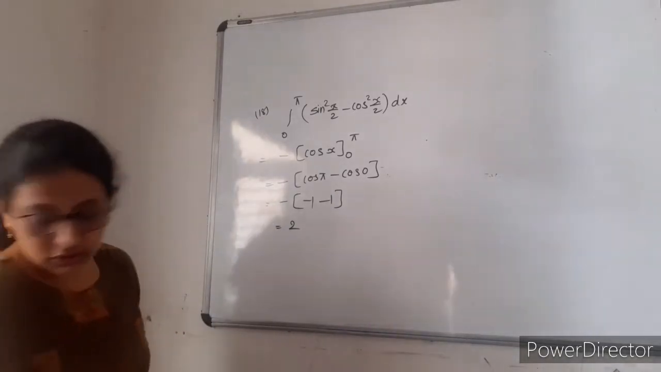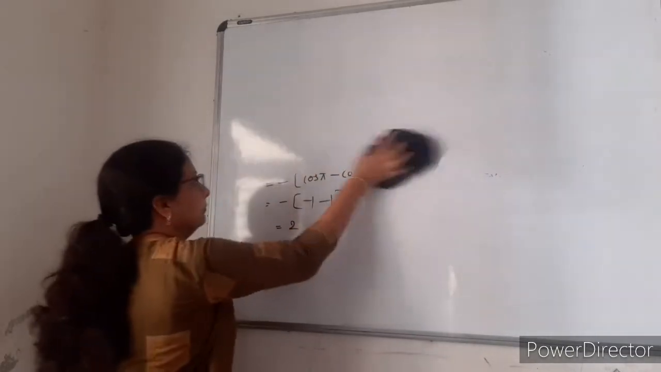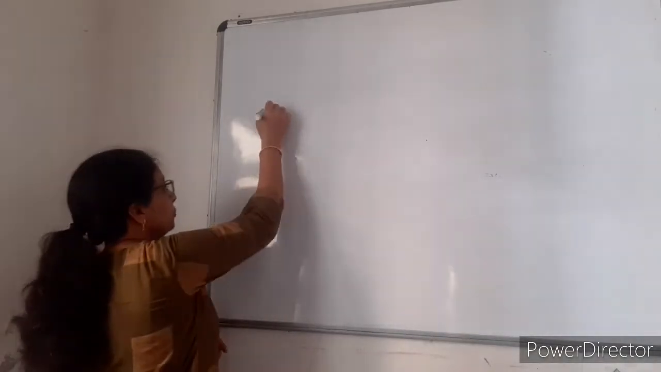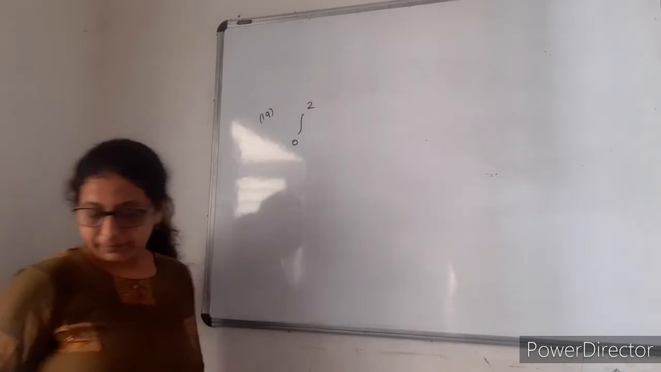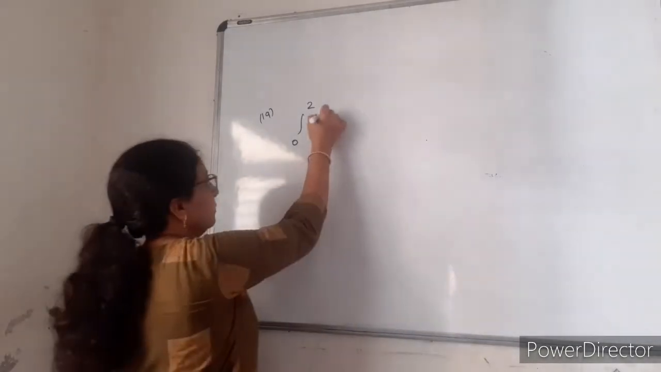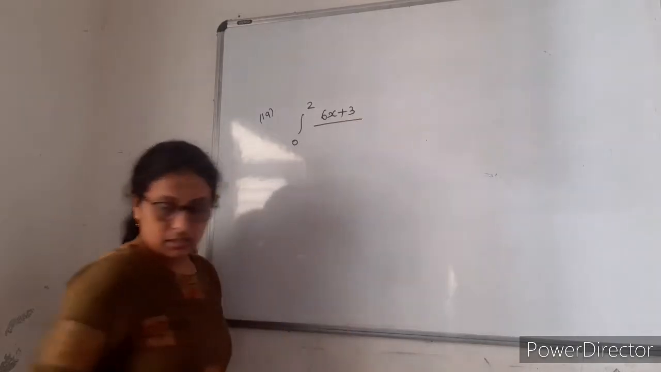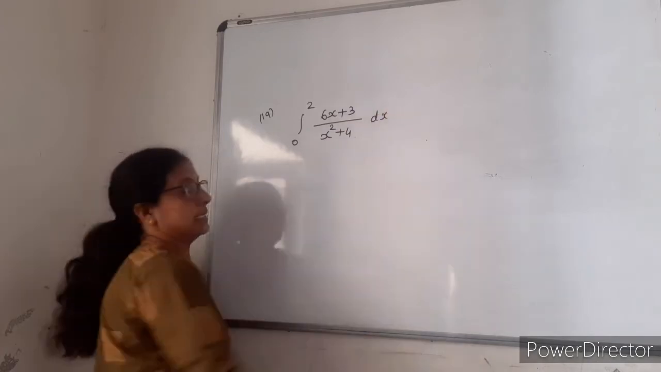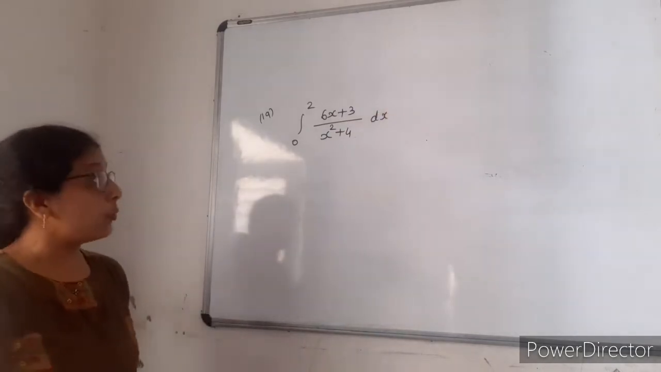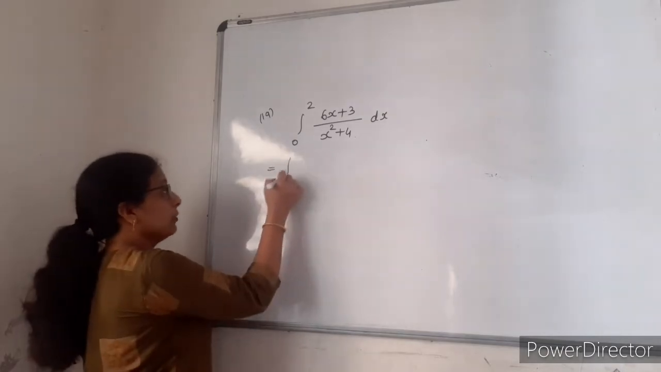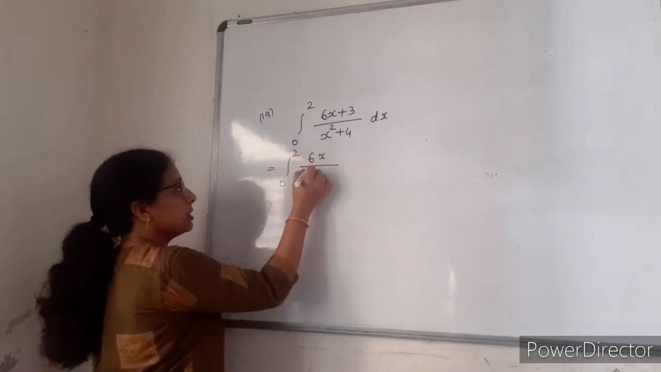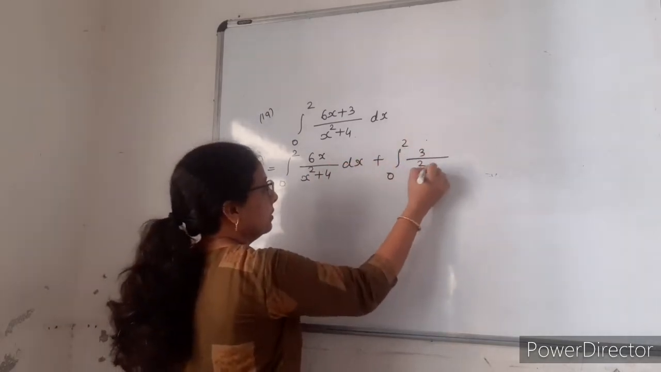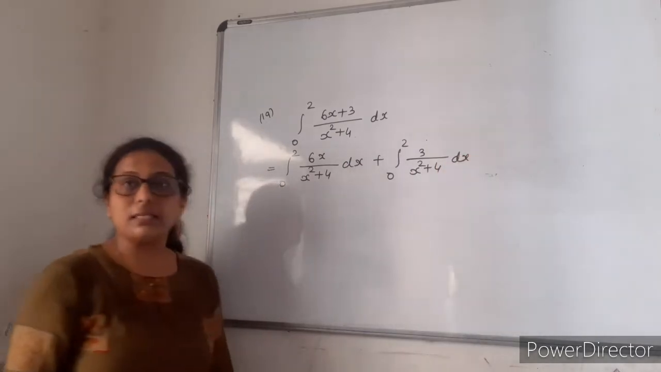Now we'll go ahead with question number 19: the integral from 0 to 2 of 6x plus 3 upon x square plus 4 dx. Here also you have to set the numerator, but before we set the numerator, we'll just separate the denominator, so it becomes easy to set the terms.